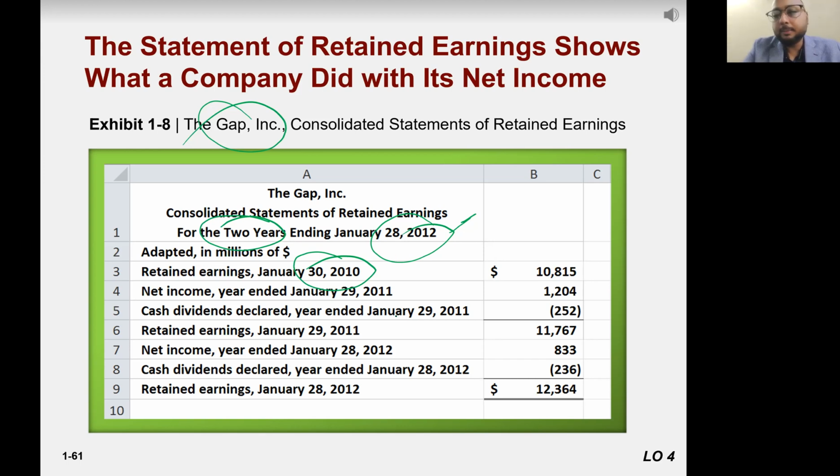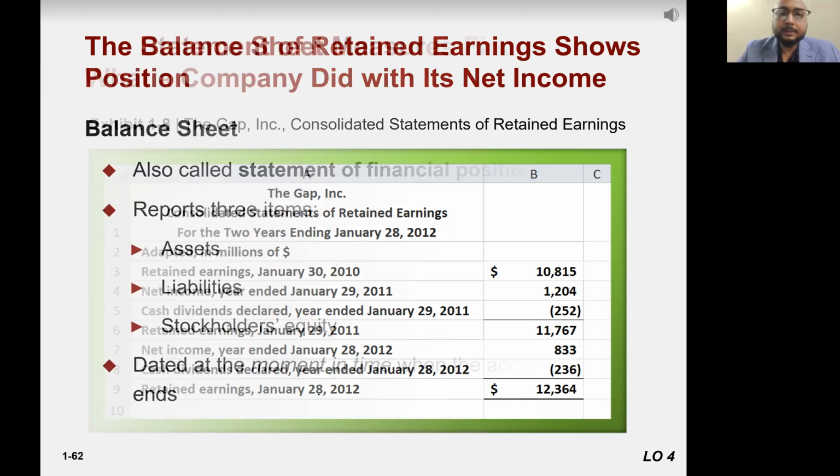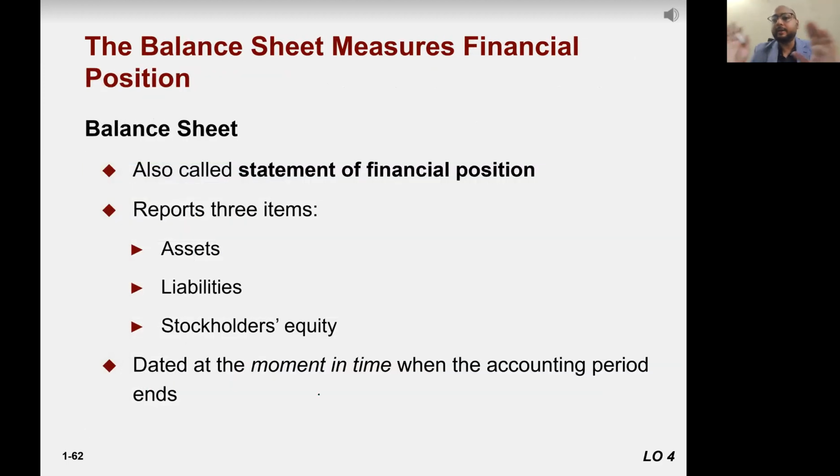Here you see beginning retained earnings plus net income of 2011 minus the dividend, you will find the year-end retained earnings of 2011. And then you add net income minus dividend, and you find the retained earnings at the end of 2012, the ending retained earnings. So this is the same stuff, but twice they find the retained earnings, right? Now, after finding retained earnings, that retained earnings is going to be used in the calculation of stockholder equity.